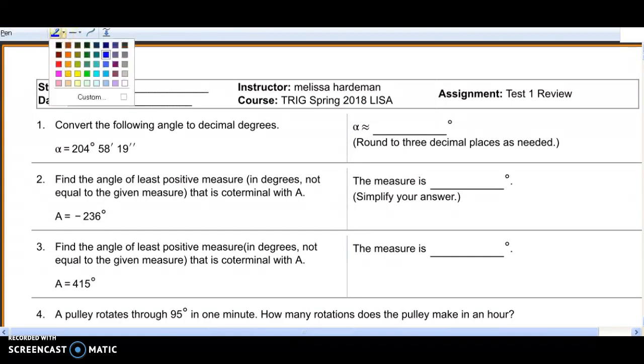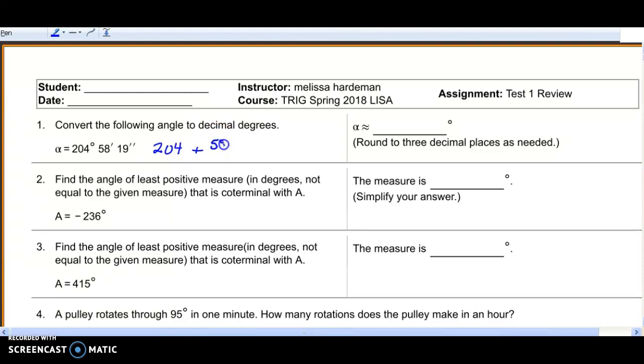Okay, so let me get color. I think that'll show up. So let's take a look at the first one. Convert 20 degrees, 58 minutes, 19 seconds to decimal degrees. And if we remember when we did this in class, we took the first number plus the second number divided by 60 plus the third number divided by 3600.